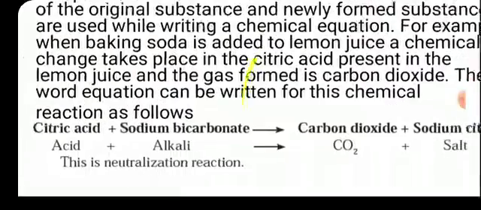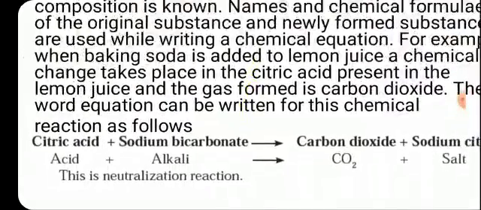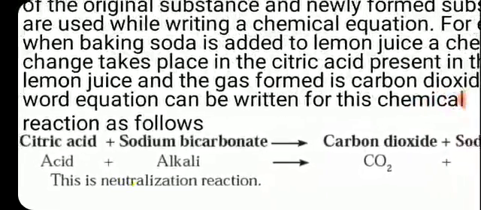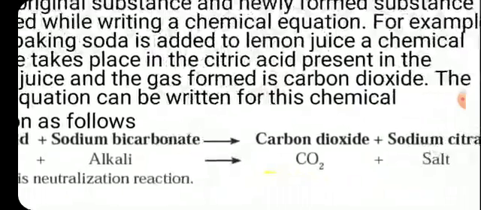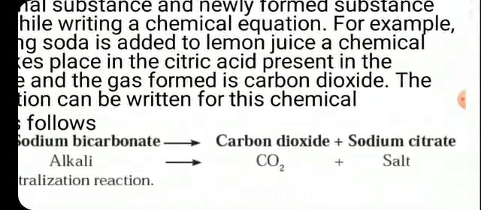Here you can see the word equation can be written like this. The names of the chemicals are written here. Citric acid plus sodium bicarbonate. Citric acid is present in lemon juice. Sodium bicarbonate is nothing but baking soda. Carbon dioxide gas is released and sodium citrate, a new substance, has been formed here.